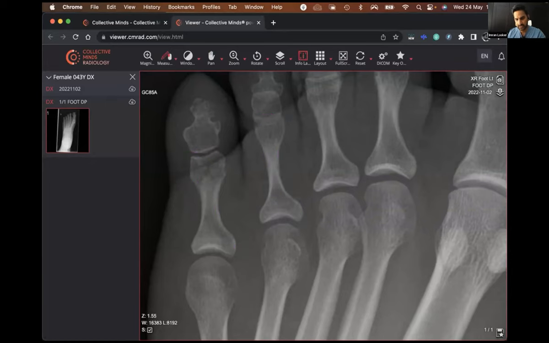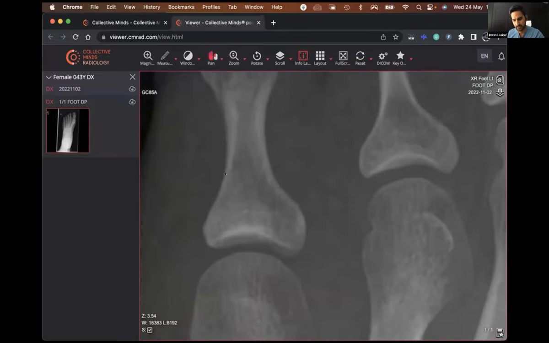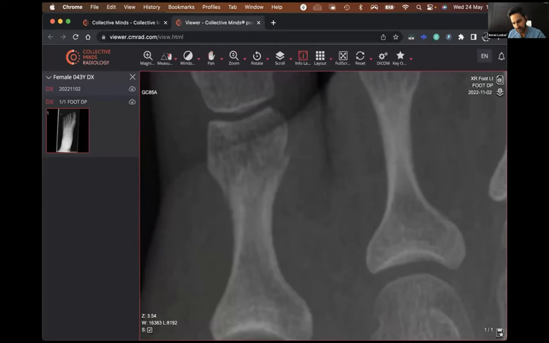So if we get rid of that and then just zoom in a bit, we should be able to see that bit more clearly. Can you see that? Okay, I'll pan across. There you go. You can see that kind of discrepancy there. And then a kind of flake like this coming up. So that's definitely a fracture, exactly like someone said.